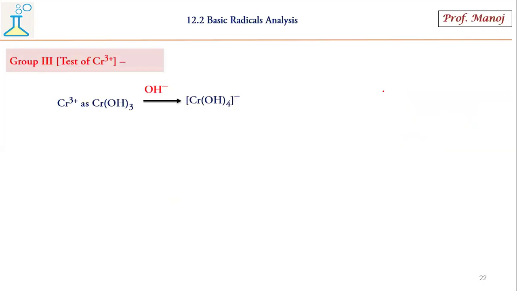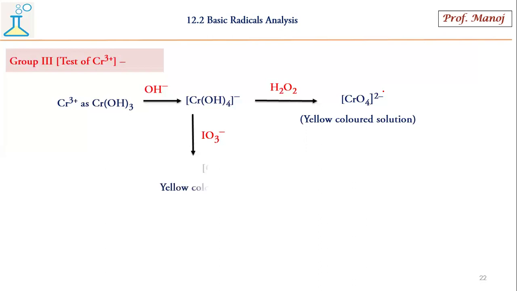Let us come to chromium test. Chromium is taken as chromium hydroxide, and when excess of alkali like NaOH or NH4OH is added, we get this particular compound, which is little bit greenish in color. And when hydrogen peroxide is added or iodate ion is added, product is same, you can see in both the cases. This is a test for group number 3.